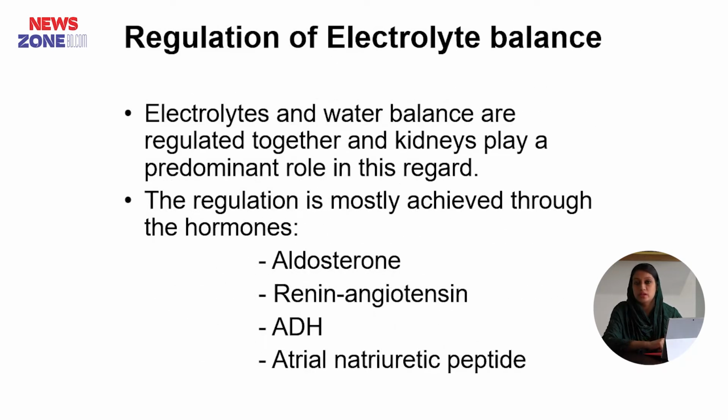Now, regulation of the electrolyte balance. Electrolyte and water balance are regulated together and the kidney plays a predominant role in this regard. The regulation is mostly achieved by the following hormones: aldosterone, renin-angiotensin, ADH and atrial natriuretic peptide.